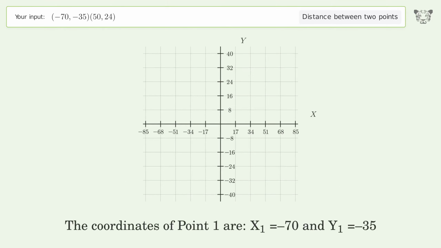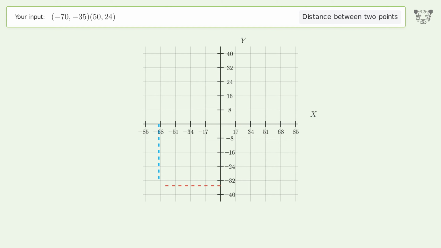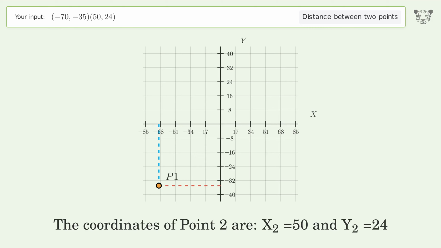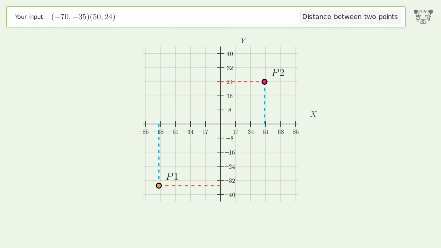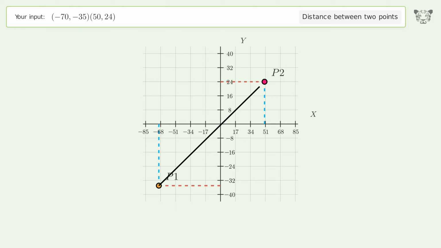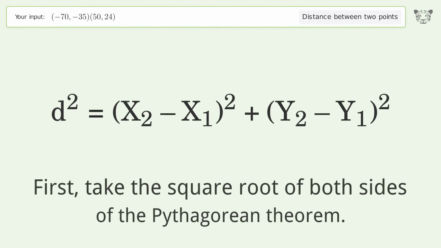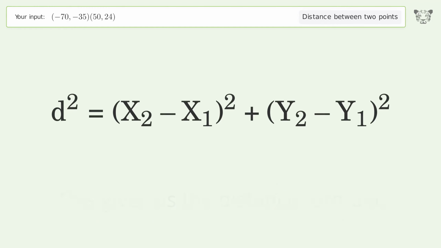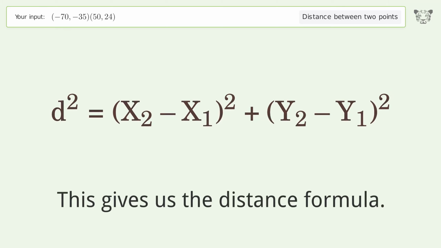The coordinates of point 1 are x1 equals -70 and y1 equals -35. The coordinates of point 2 are x2 equals 50 and y2 equals 24. D is the distance between the 2 points. First, take the square root of both sides of the Pythagorean theorem. This gives us the distance formula.